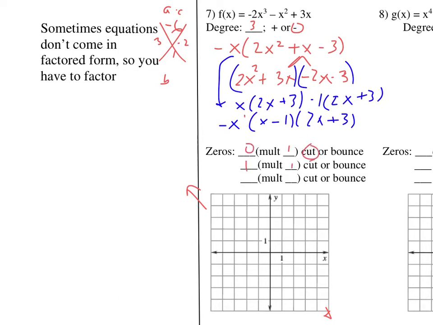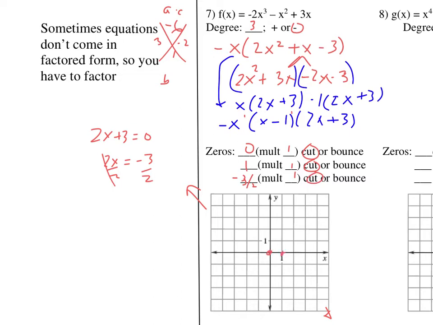At 1 with multiplicity 1, which is also a cut. And then 2x plus 3, if you want to set it equal to 0, I'm going to say 2x equals -3, and then divide by 2, so x equals -3 over 2. That's multiplicity of 1, which is a cut, okay? All right, so I know where 0 and 1 are.